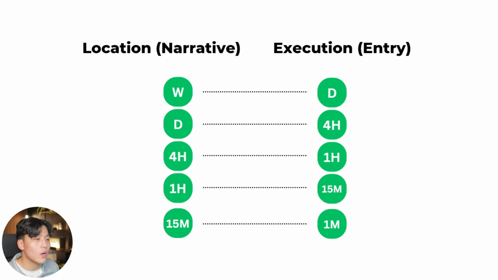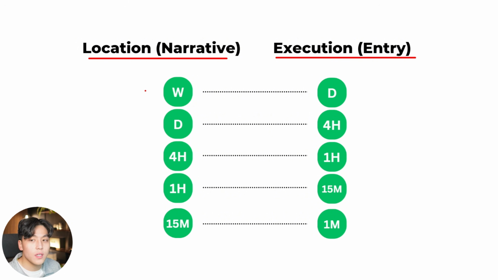So right here, this is a graph that I abide by, and it's something that I've been using for a very long time. So make sure to take a screenshot of this and use this for future reference. On the left-hand side is your location, otherwise known as your narrative. And on the right-hand side is your execution, otherwise known as your entry time frame.